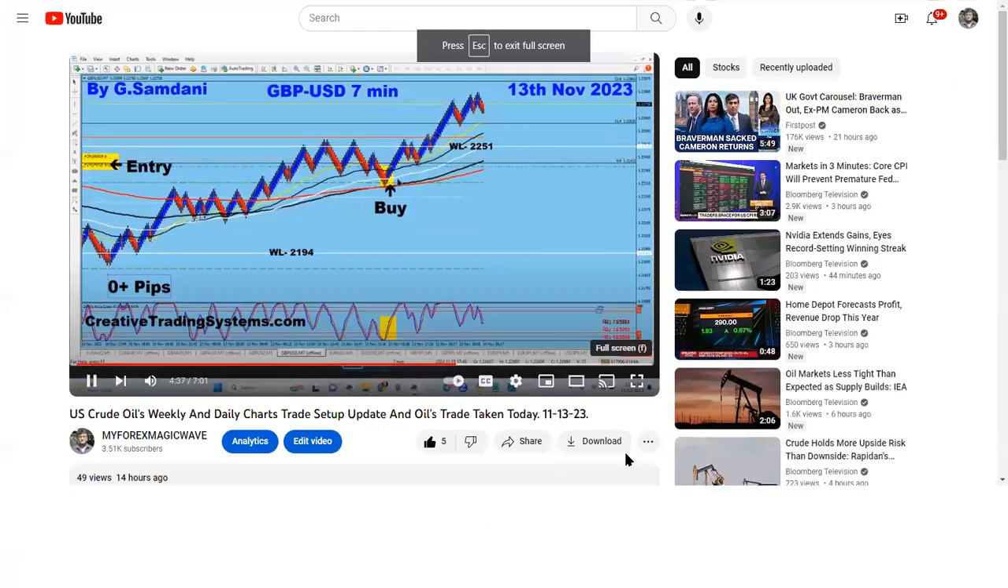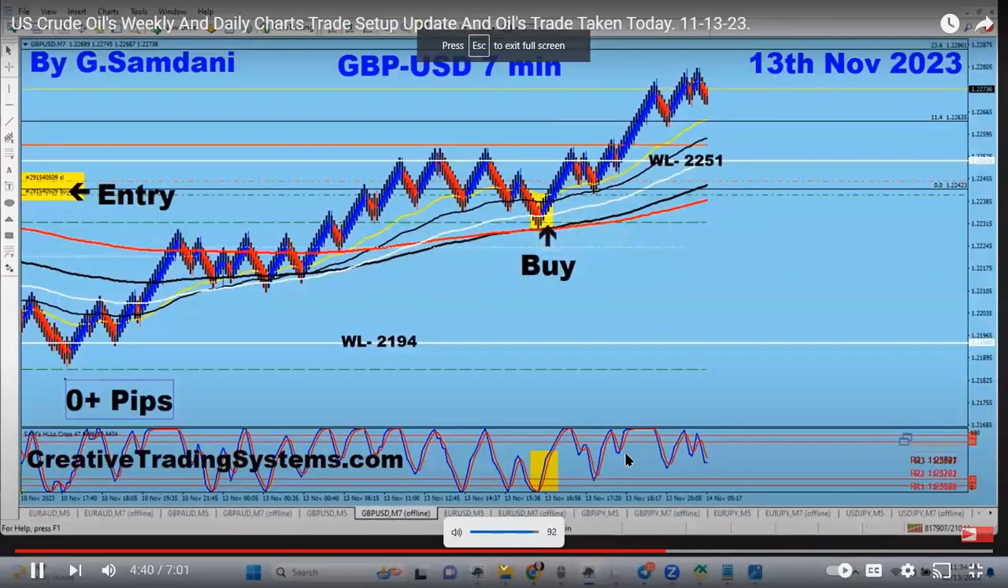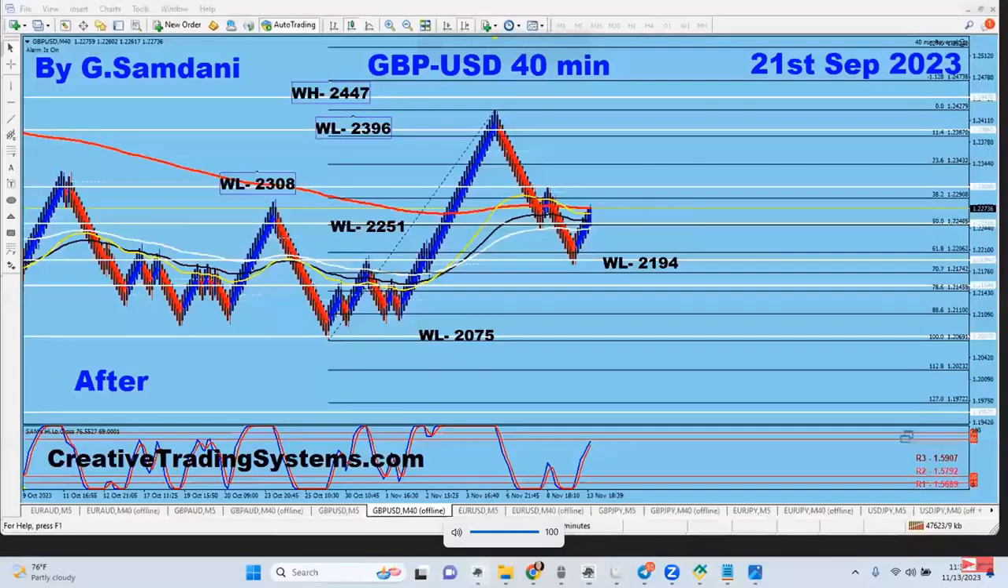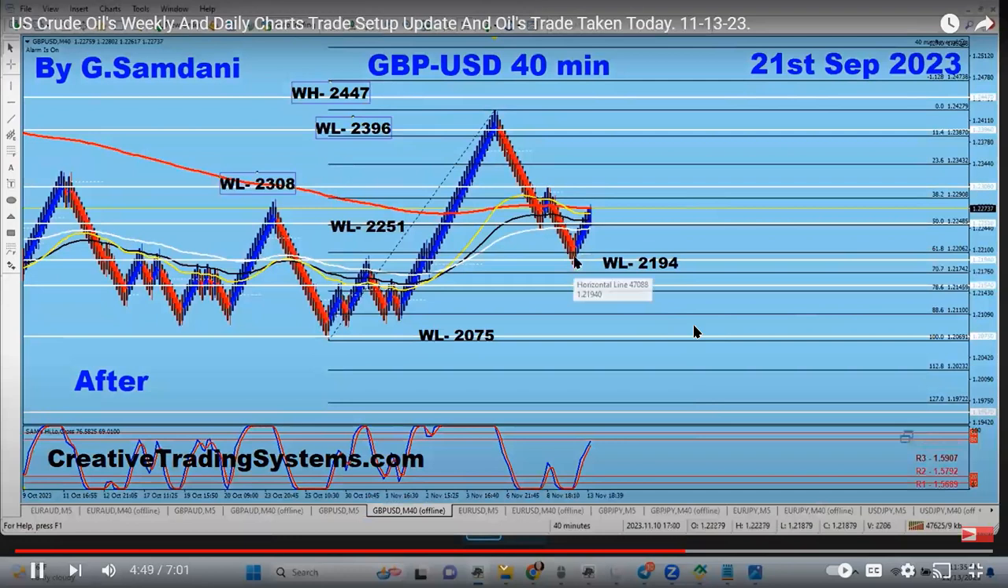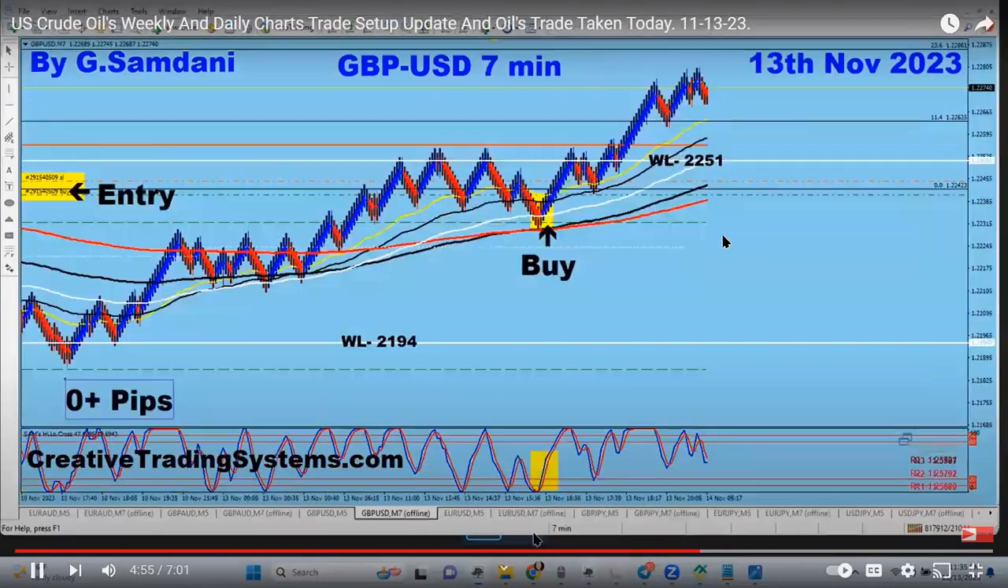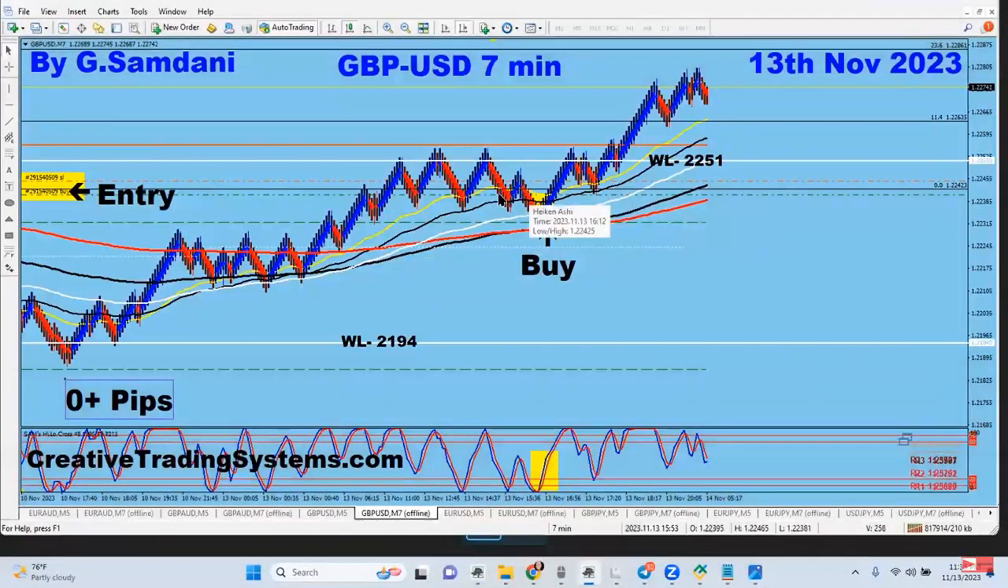So, a 30-minute entry right here based on the 40-minute setup chart. My 40-minute chart for pound USD is this. Retracement 61% and one reversal candle, the blue candle, and then I look for the entry in the 7-minute. If I have the 7-minute setup, I take it, same story. The entry is right there.